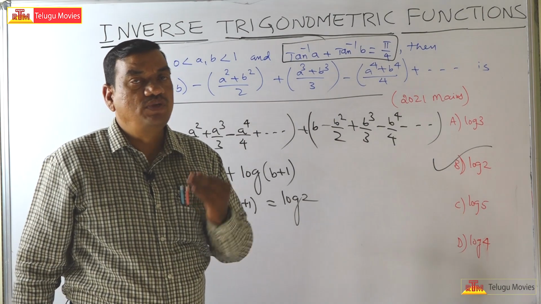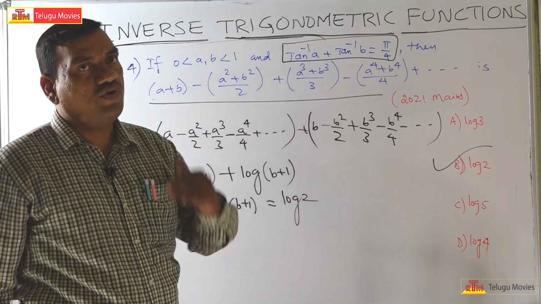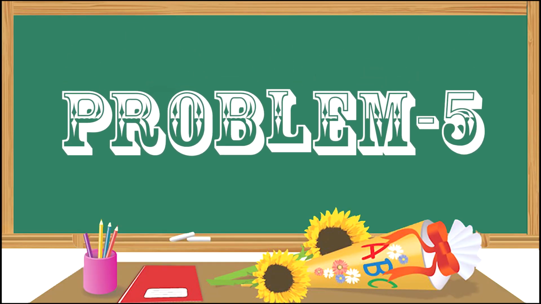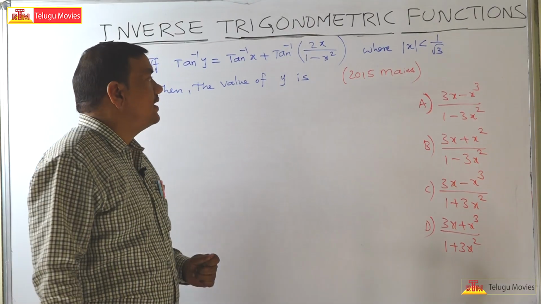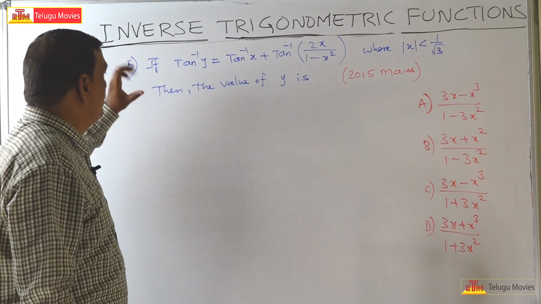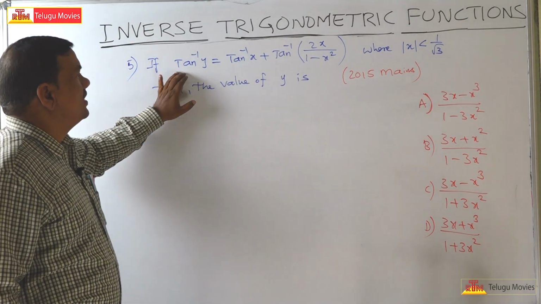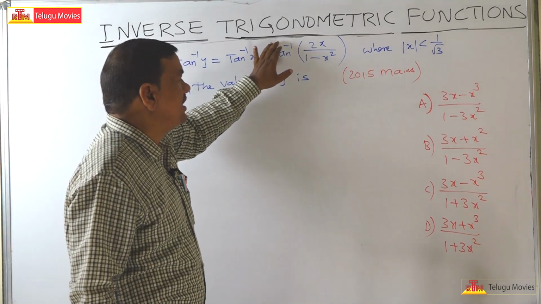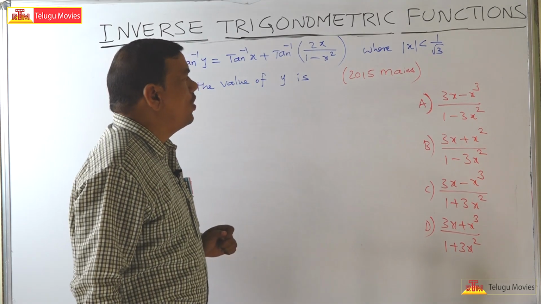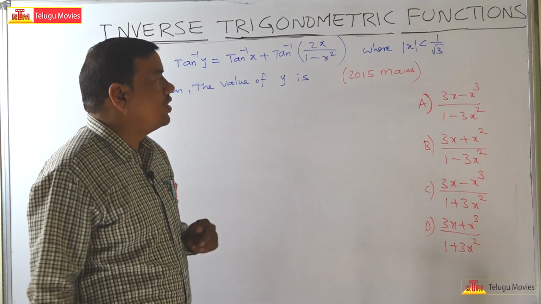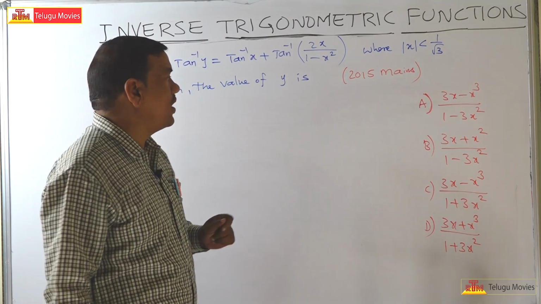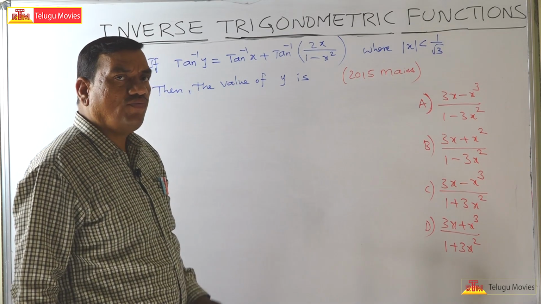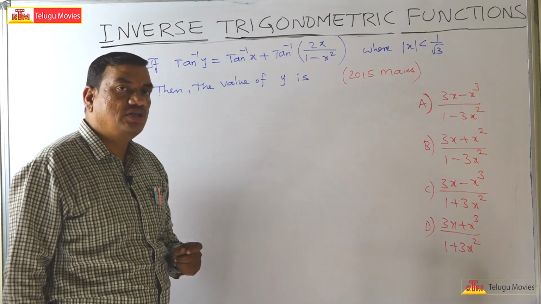I hope that you understand this solution. Let us go for the next problem. Welcome to the fifth problem. It was given tan inverse of y is equal to tan inverse of x plus tan inverse of 2x upon 1 minus x square, where modulus of x is less than 1 upon root 3. Then the value of y is. It was asked in the 2015 Mains examination.